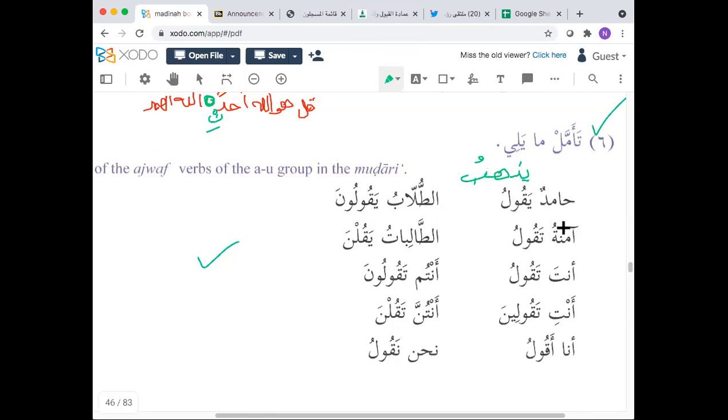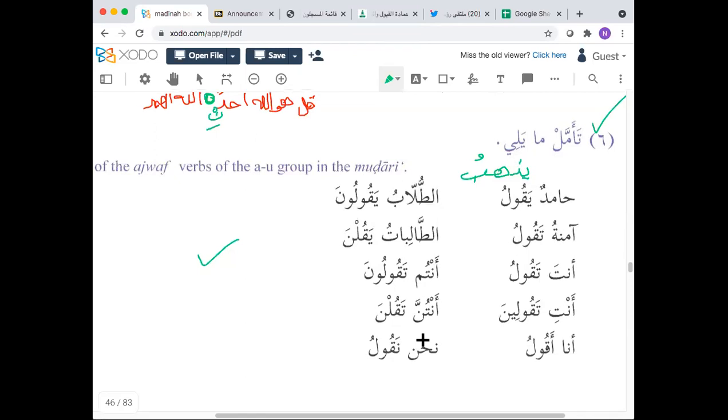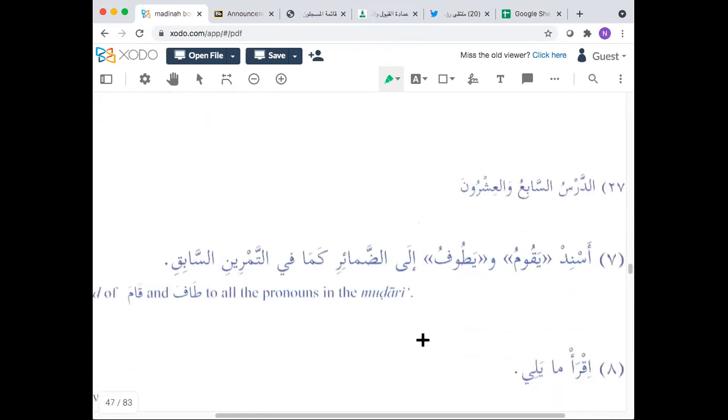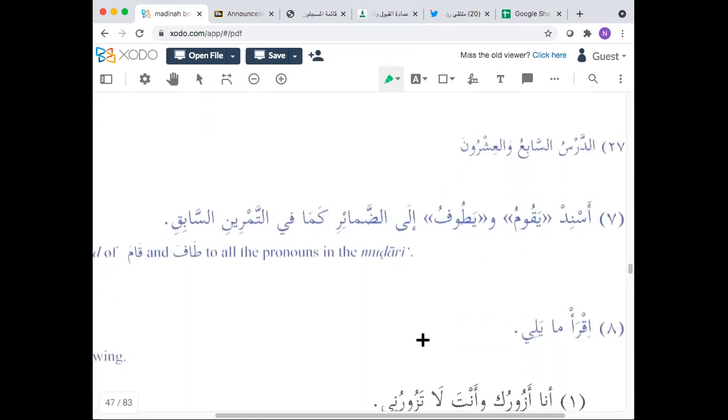And do the same for all of them. Write them out. The more you write, the better your handwriting will become, inshallah, and your understanding.